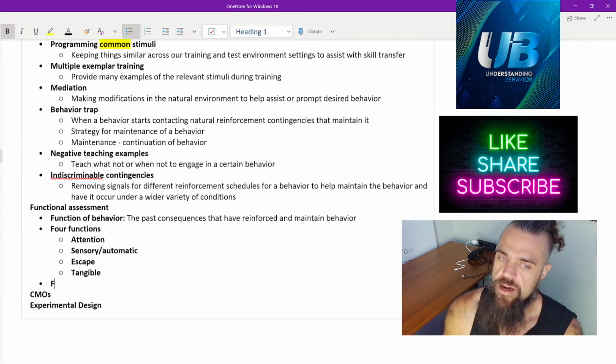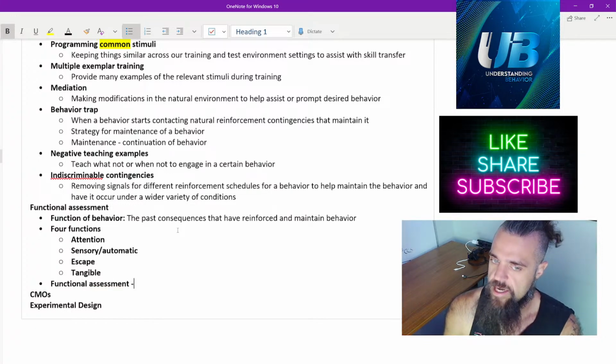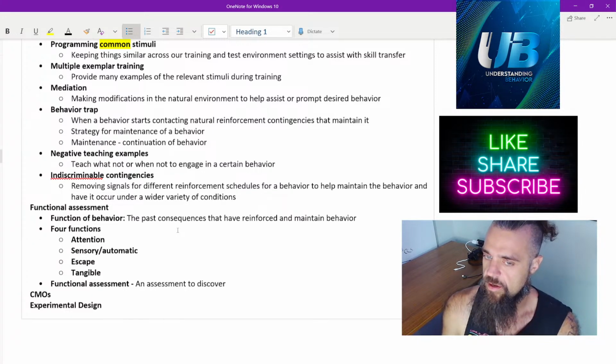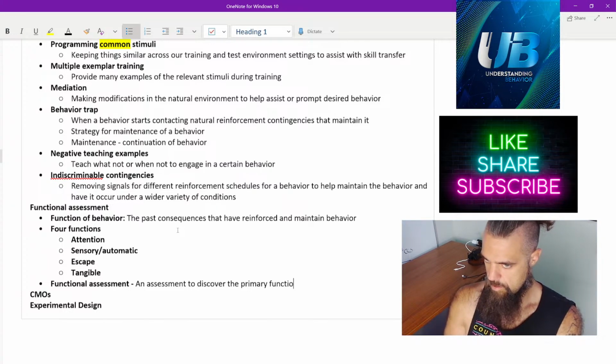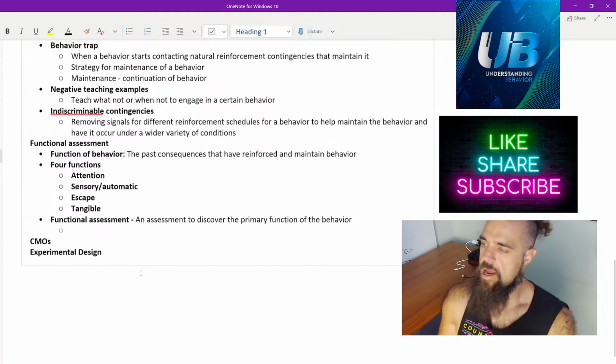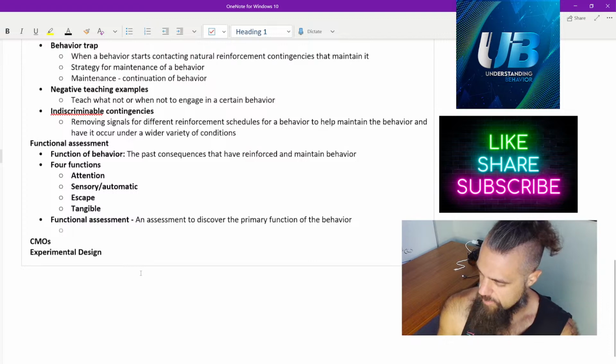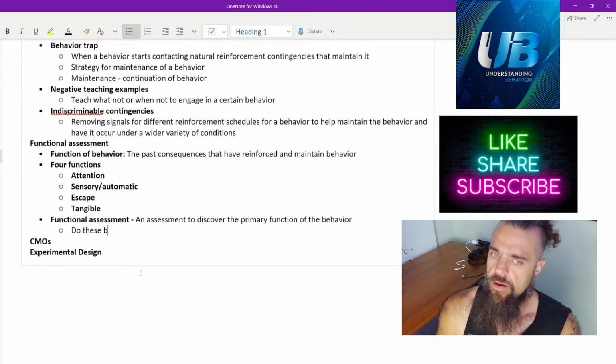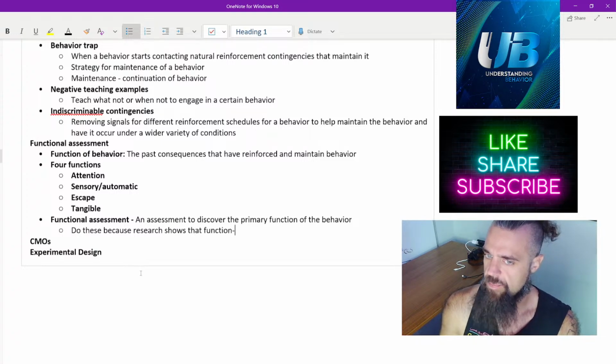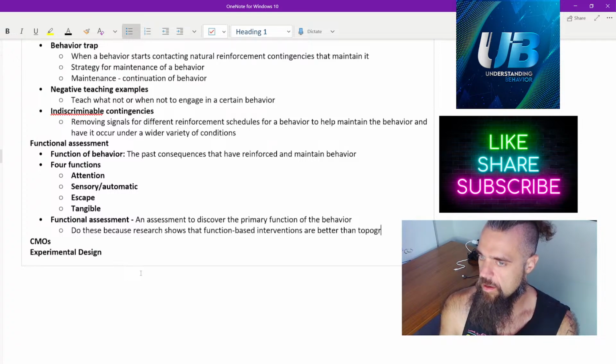All right, so we're talking about a functional assessment. What this is, it's an assessment to discover the primary function of the behavior. And let's talk about why we do functional assessment. So we do these because research shows that function-based interventions are better than topography-based.